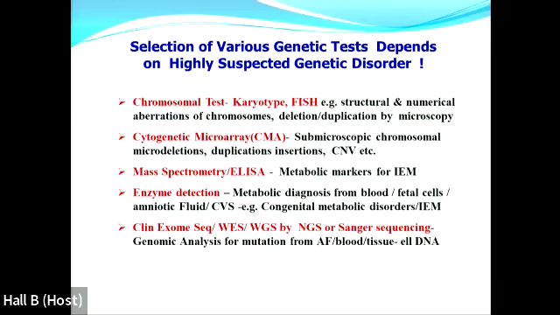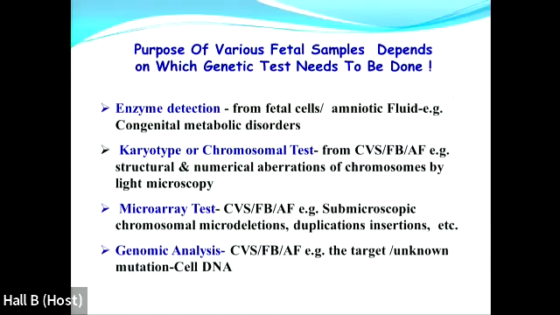So here there will be a selection of various genetic tests, depending on the highly suspected disorder. If you suspect a chromosomal disorder, you should know which test has to be done: is it a karyotype, or do you have to go further for microarray, etc.? Or if it is a metabolic disorder, an inborn error of metabolism, then you confirm by targeted sequencing, clinical exome, whole exome, etc. So the purpose of the various fetal samples will depend on which genetic test needs to be done.